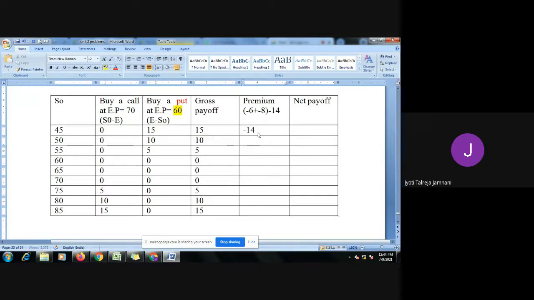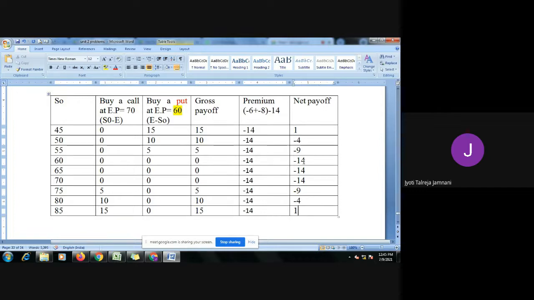Premium we know is minus 14. So plus 15 minus 14 is 1 rupee gain. 10 minus 14 is minus 4. 5 minus 14 is minus 9. 0 minus 14 is minus 14. 5 minus 14 is again minus 9. Minus 4. 15 minus 14 is 1.